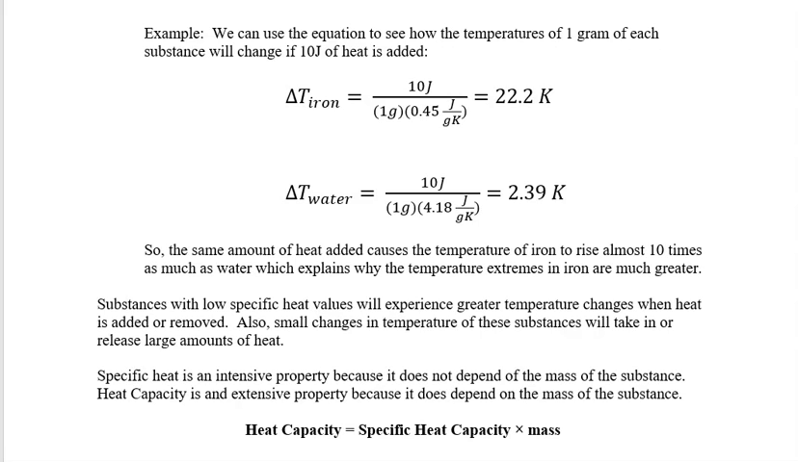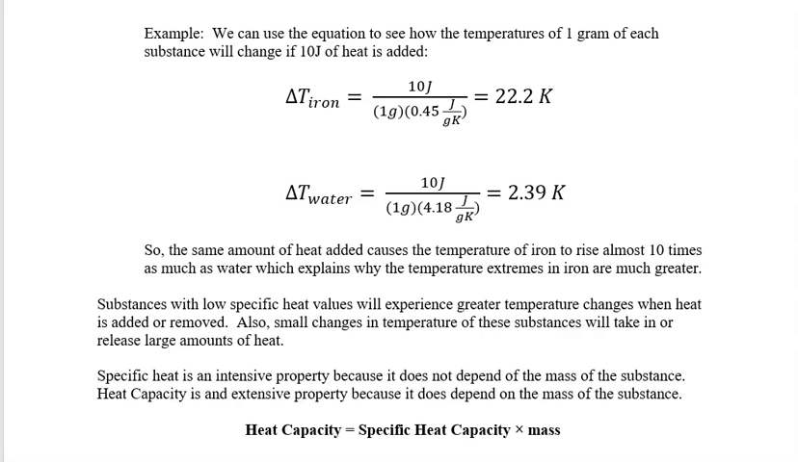Specific heat is an intensive property because it does not depend on mass. So the specific heat of iron is 0.45, whether you just have a little bit of iron or a huge amount of iron. That's called an intensive property. The amount doesn't matter. Its specific heat is always going to be 0.45. And for water, it's always going to be 4.18, whether you have a little cup of water or a big swimming pool of water. The specific heat is going to be the same.